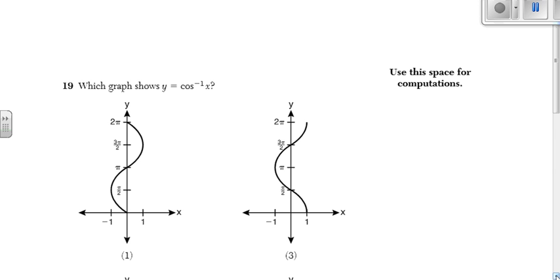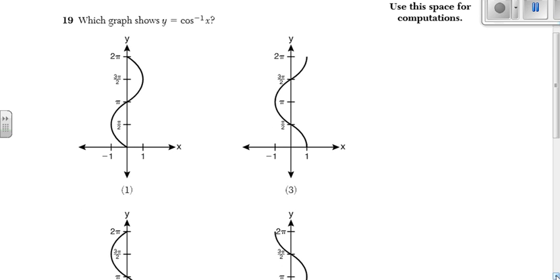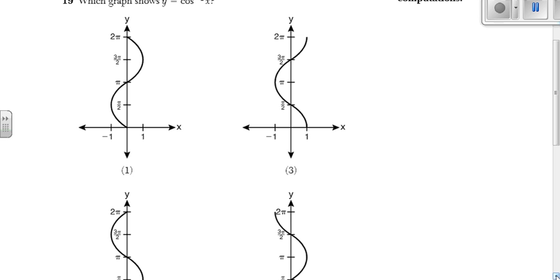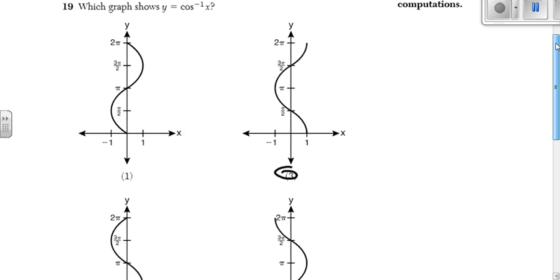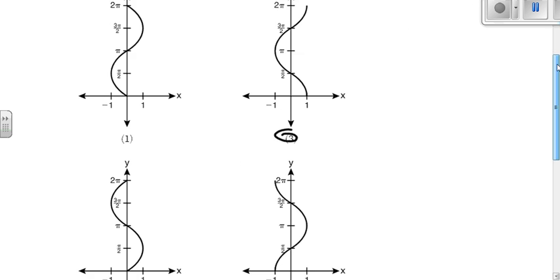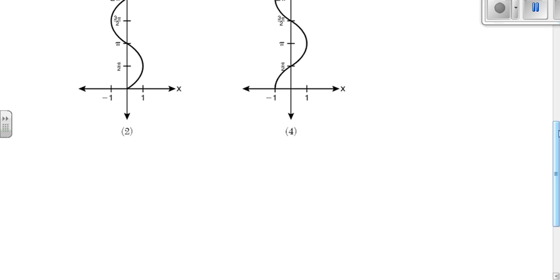Alright, inverse cosine. Inverse cosine has to be a function. So therefore we can't see the full curve. And so it starts at 1, goes to 0, ends at 1, plus 3. It's a very poor question. They're not giving you the functional answer. Next.